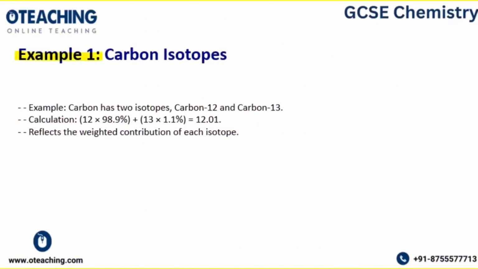Now, example 1, carbon isotopes. We know that carbon has two isotopes, carbon 12 and carbon 13. If I were to calculate the relative atomic mass of carbon, how would I calculate? The mass of carbon 12, isotope 1, is 12, times its percentage in nature, 98.9. The percentage would be given to us in the question, so no need to worry about that. Plus the mass of carbon 13, isotope 2, is 13 times its percentage, 1.1, upon 100.